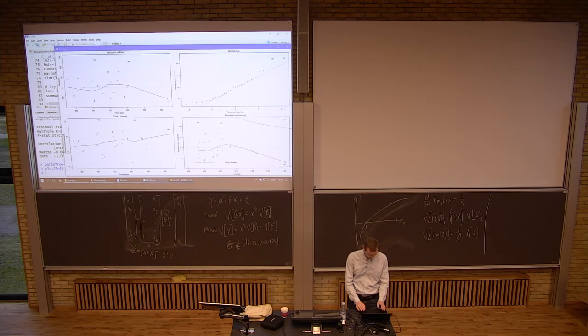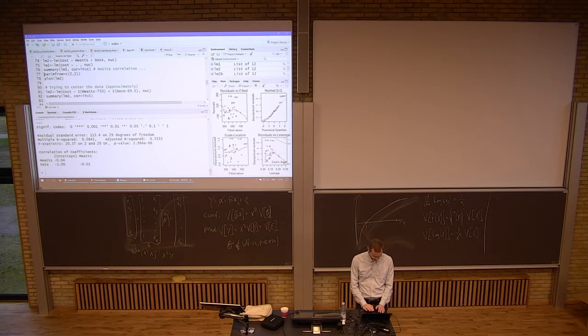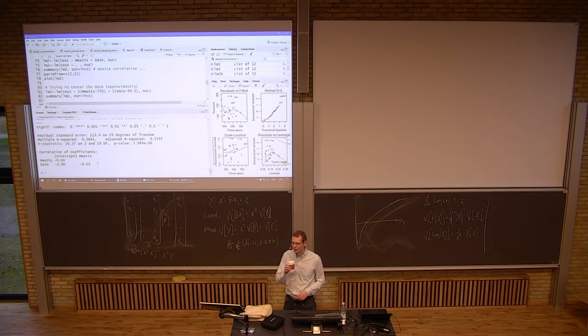So the one thing from the summary here at the bottom, we have the correlation of the different coefficients. And there's one thing there to notice. Try to have a look at those three numbers. Which one is of most interest?